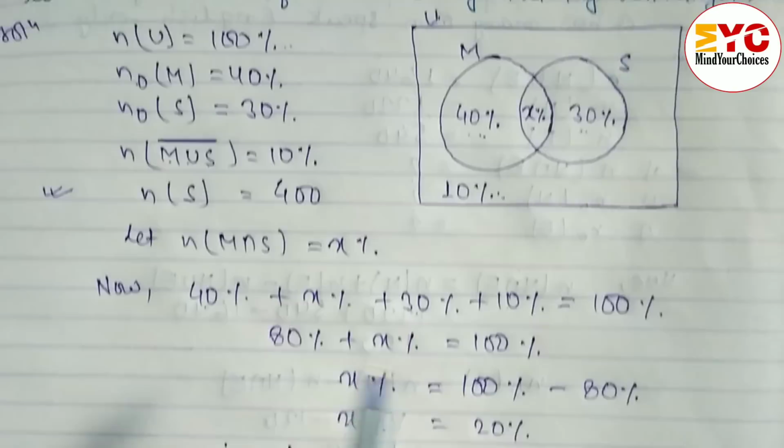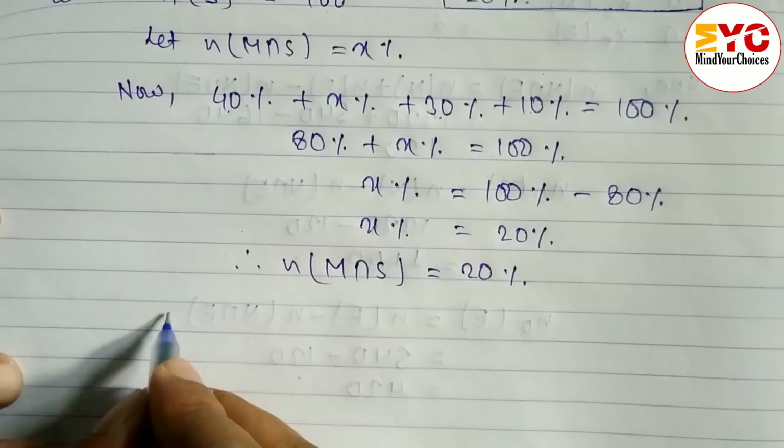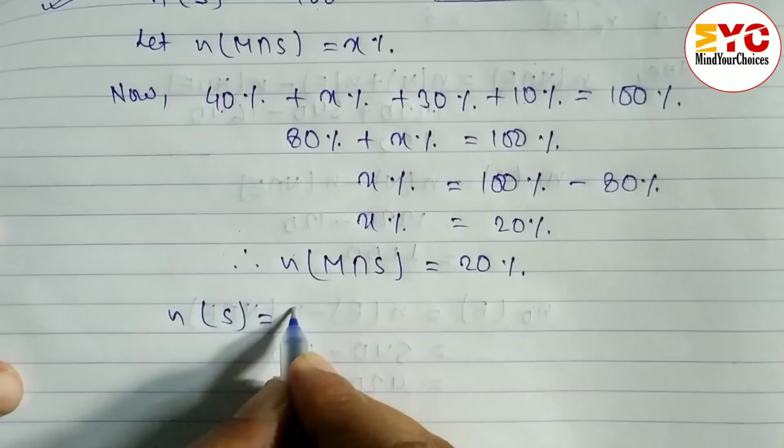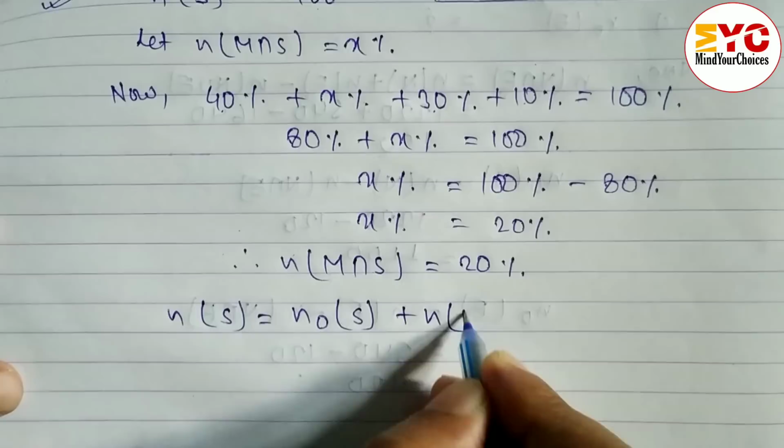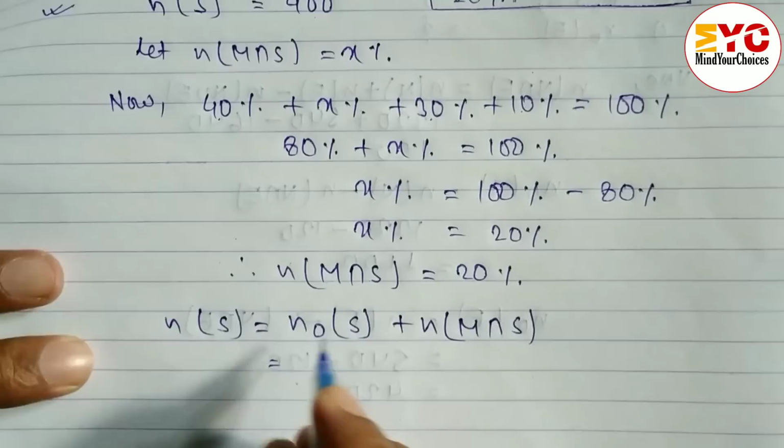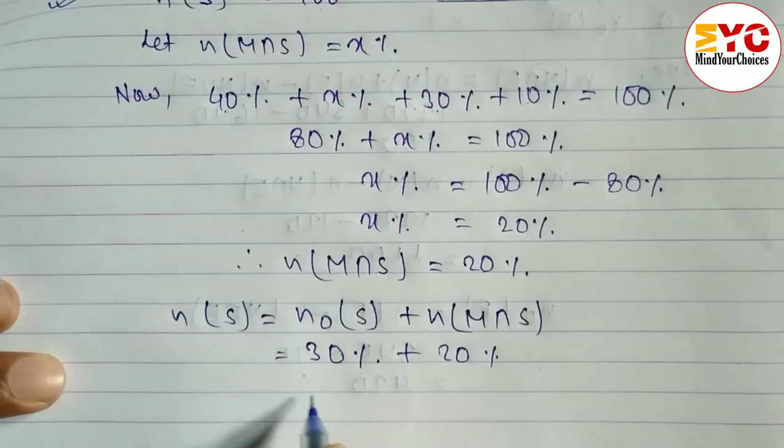Now in the question, in number, what is given? n(S). Then we have to find n(S) in percentage. To find n(S), we have a formula: n(only S) plus n(M intersection S). n(only S) is given here as 30%, so we write 30% plus this M intersection S we found here, 20%. 20% is equal to 50%.